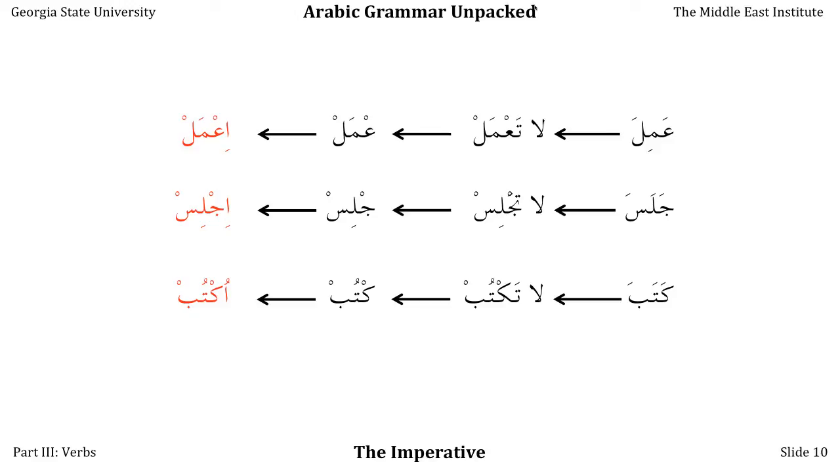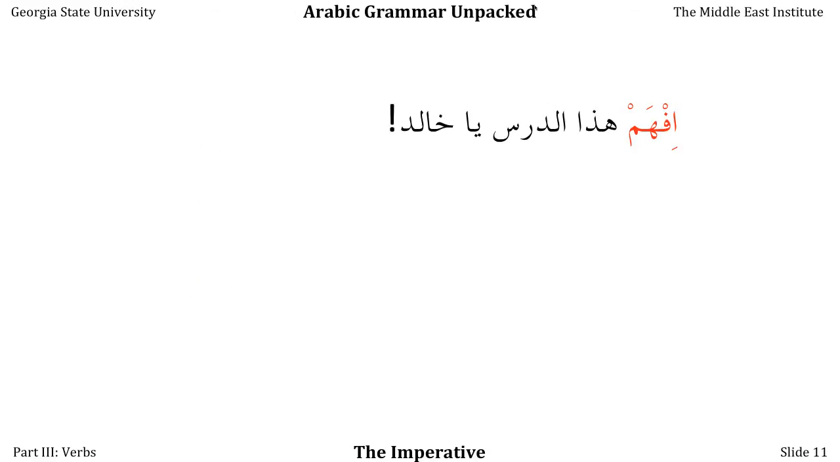Once you learn to form the command, using it is really quite simple. It works just like it does in English. It's just that forming it is a little bit tricky. So we could say, Ifham hadha dars, ya Khalid. Hey, Khalid, understand this lesson. Because the verb fahima uses fatha in the present tense, it doesn't use dhamma, so we use kasra as our helping vowel, ifham.